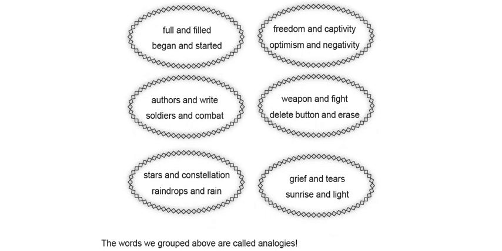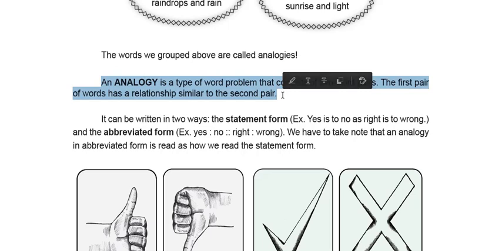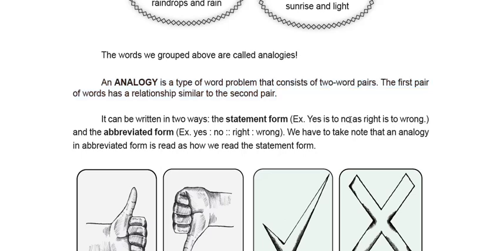So at the bottom part of this page, you will see the meaning of analogy. It says, an analogy is a type of word problem that consists of two word pairs. The first pair of words has a relationship similar to the second pair. So we have here an example. If you will notice, we have here two pairs, the first one and the second one. And these two pairs are being connected with the word "as."